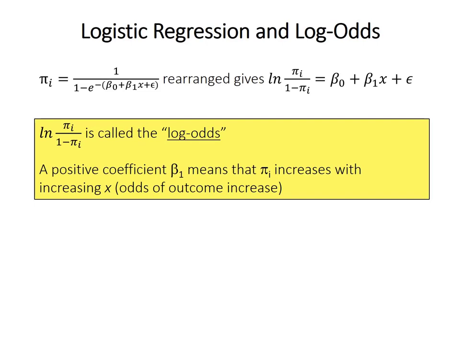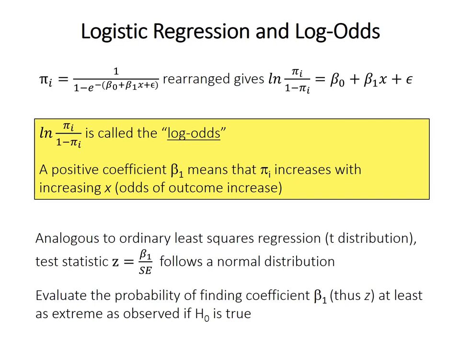So in our equation here, at the top, a positive coefficient beta 1 means that the odds of the outcome increase. And so the probability, pi i, also increases. So as the independent variable x increases, the odds of the outcome also increase.